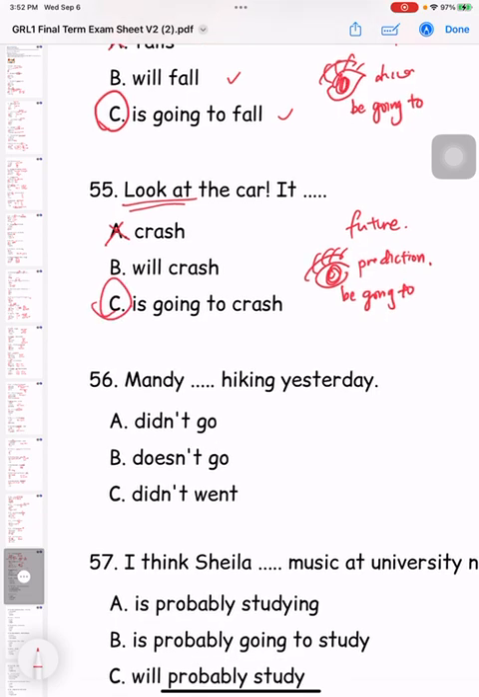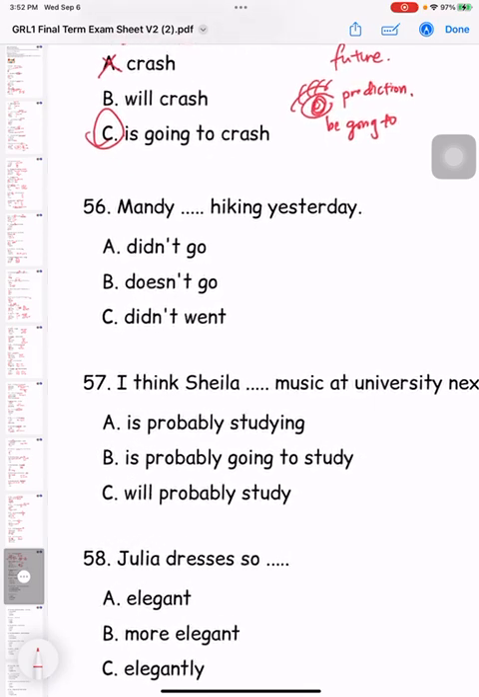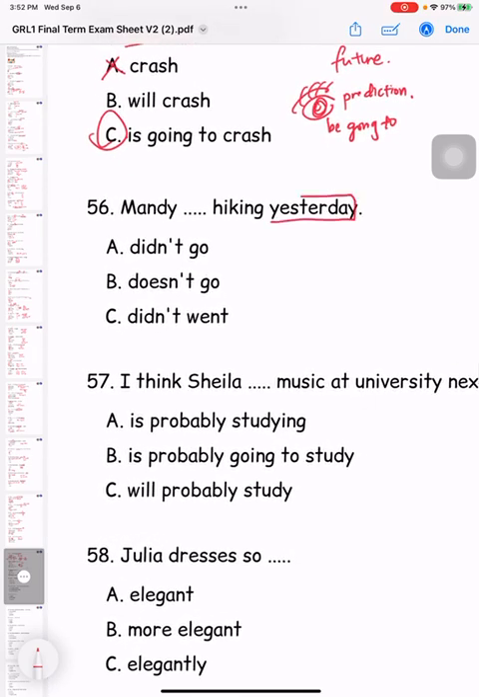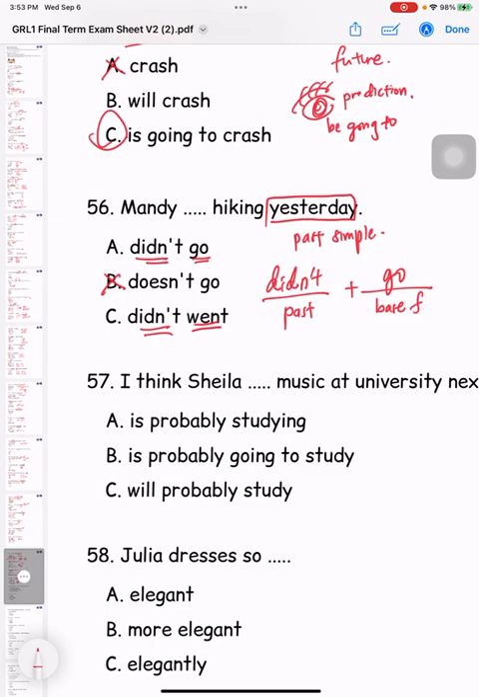Okay, 56. Mandy hiking yesterday. Let's look at the word yesterday. This is something in the past, so we have to use past simple tense. Which one is correct? Past tense, of course it's not B. B is present tense. So it's only A and C. But look at the verb at the back. Which one should we use? Go or went? As I said earlier, didn't is already the past form. So the verb at the back, we should use the base form. We shouldn't use past twice. So A is the answer.